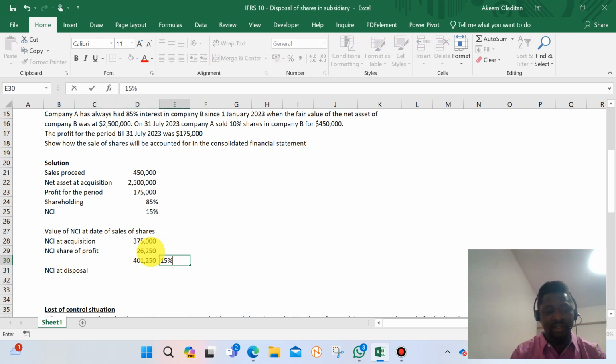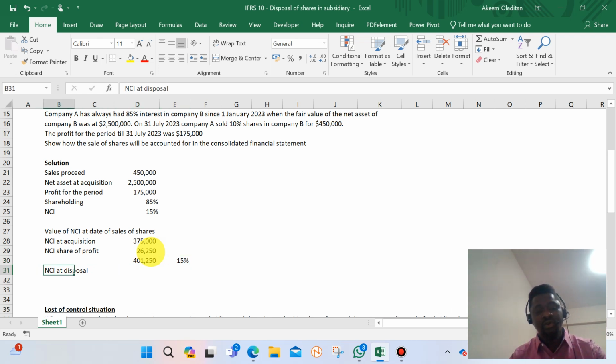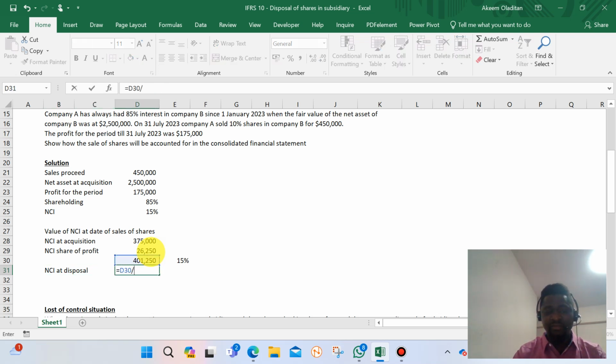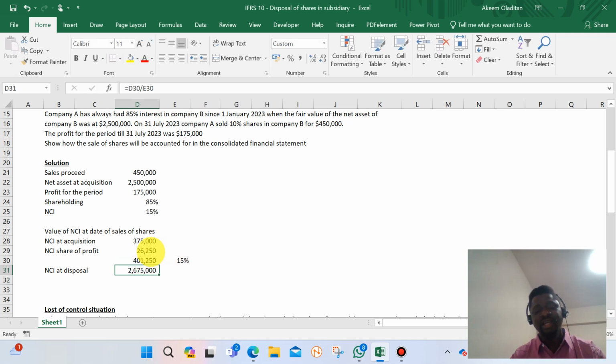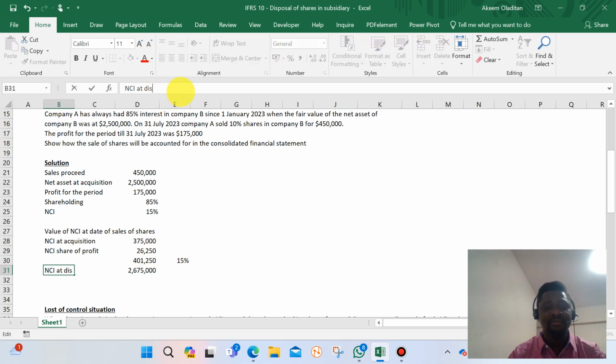Let me say 15% here, so that we will not make a mistake. So the value of the sale will be this divided by this. We want to recalculate. What I'm trying to do is recalculate NCI as at the reporting date. Let me use NCI at the reporting date here. I think that's the best way to do it, at reporting date.